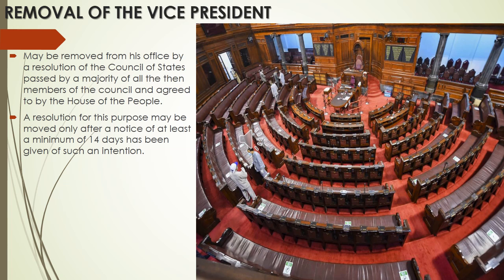So first, the Vice President is removed from office by passing a resolution in the Rajya Sabha, then it should be supported by the Lok Sabha. Before passing the resolution, notice should be given at least 14 days, minimum 14 days before.